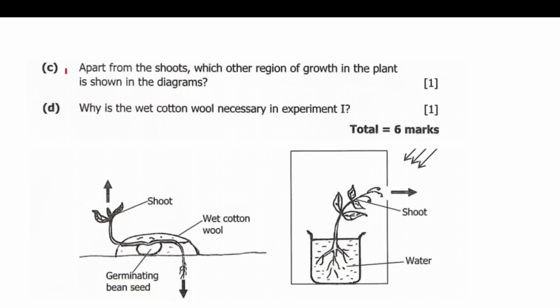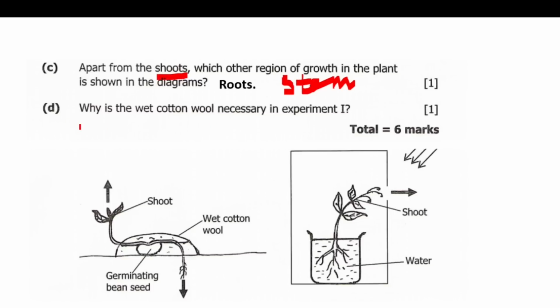C says, apart from the shoots, which other region of growth in the plant is shown in the diagrams? So we are also seeing a root here. The other part of a plant that shows growth is also a root. We could also have said the stem, because the stem also increases in size, but I just put the root. So if you wanted, you can also put the stem here.